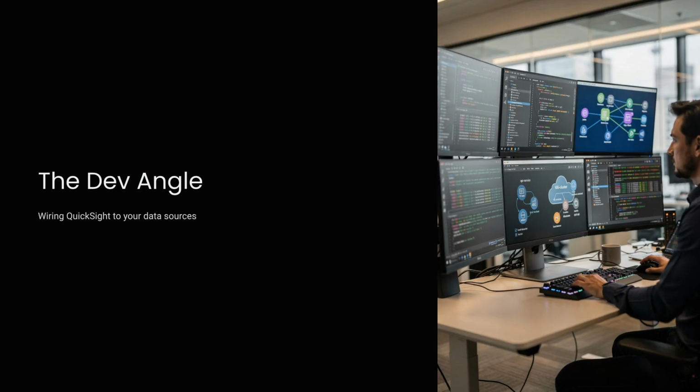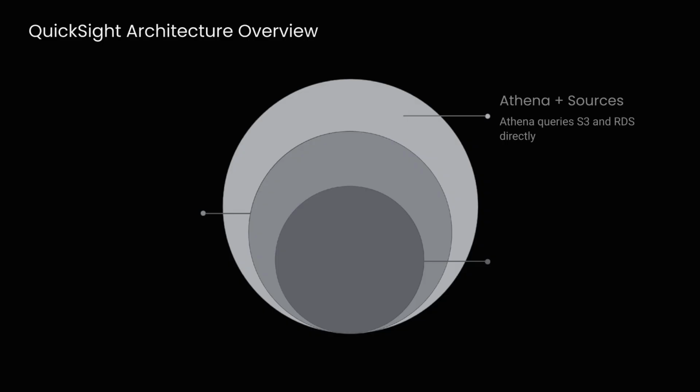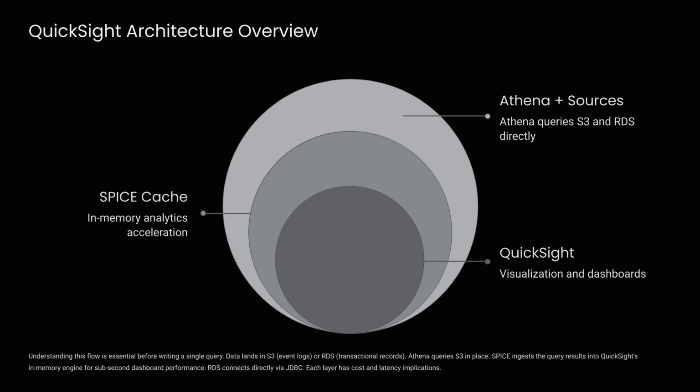Next, we move to the Dev angle, covering the technical details of wiring QuickSight to your data sources. The QuickSight architecture includes Athena and other sources querying S3 and RDS directly. QuickSight visualizes the data, and the Spice cache provides in-memory analytics acceleration for fast dashboard performance. Each layer has distinct cost and latency implications.